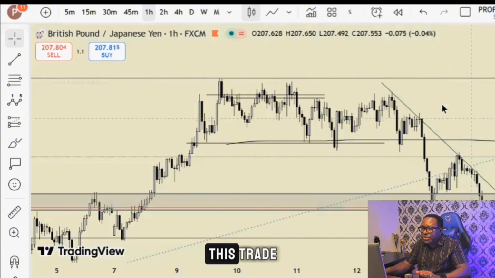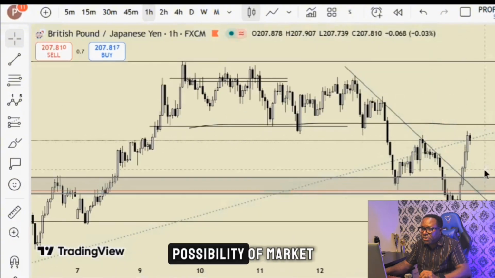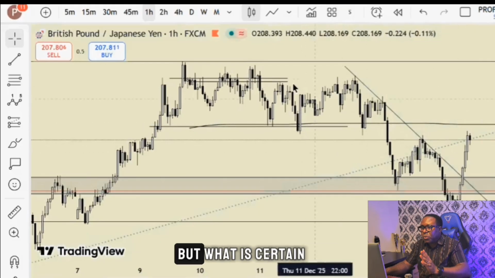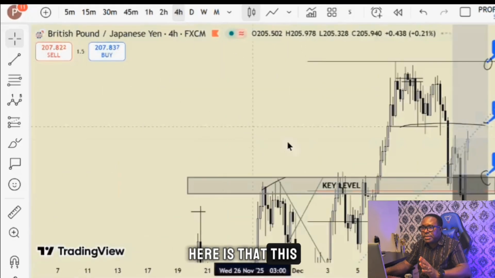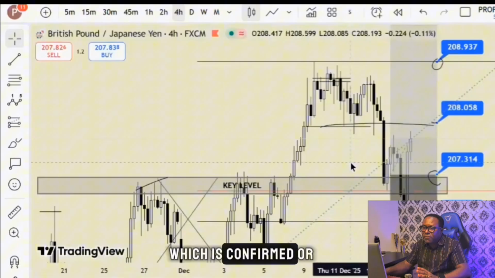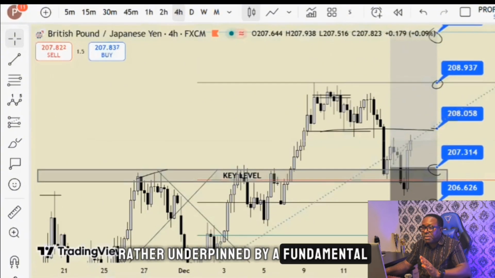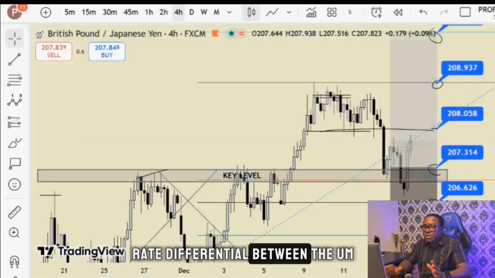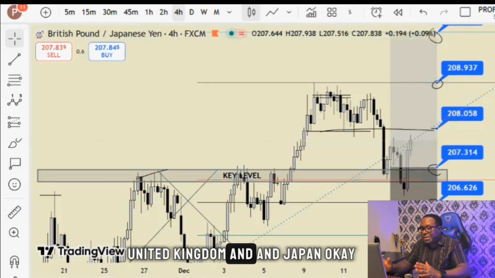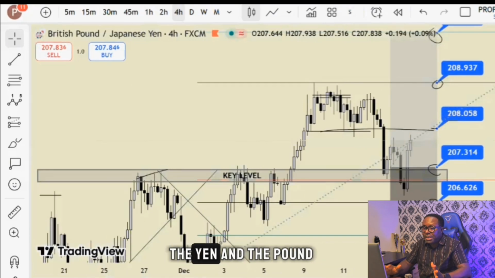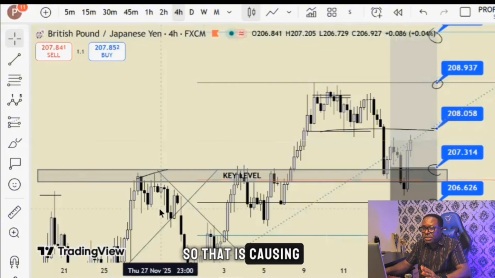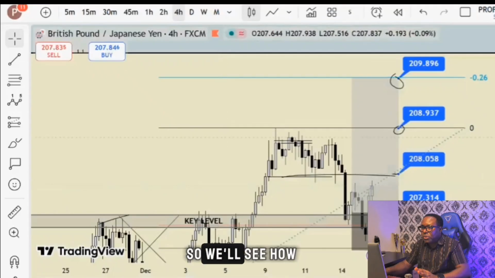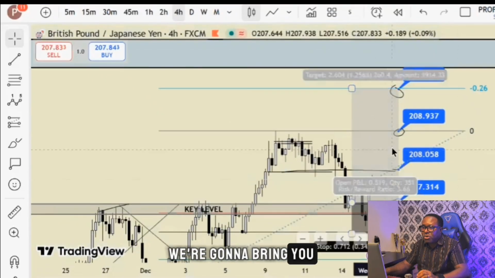If you've not entered this trade, you can also wait. There could be a possibility of the market retracing back into the zone before we go upwards. But what is certain here is that this is an uptrend which is confirmed, or rather underpinned, by a fundamental. What's that fundamental? There is an interest rate differential between the United Kingdom and Japan, the yen and the pound. So that is causing this market to become so bullish. Okay, so we'll see how this plays out. We're going to bring you updates on this.